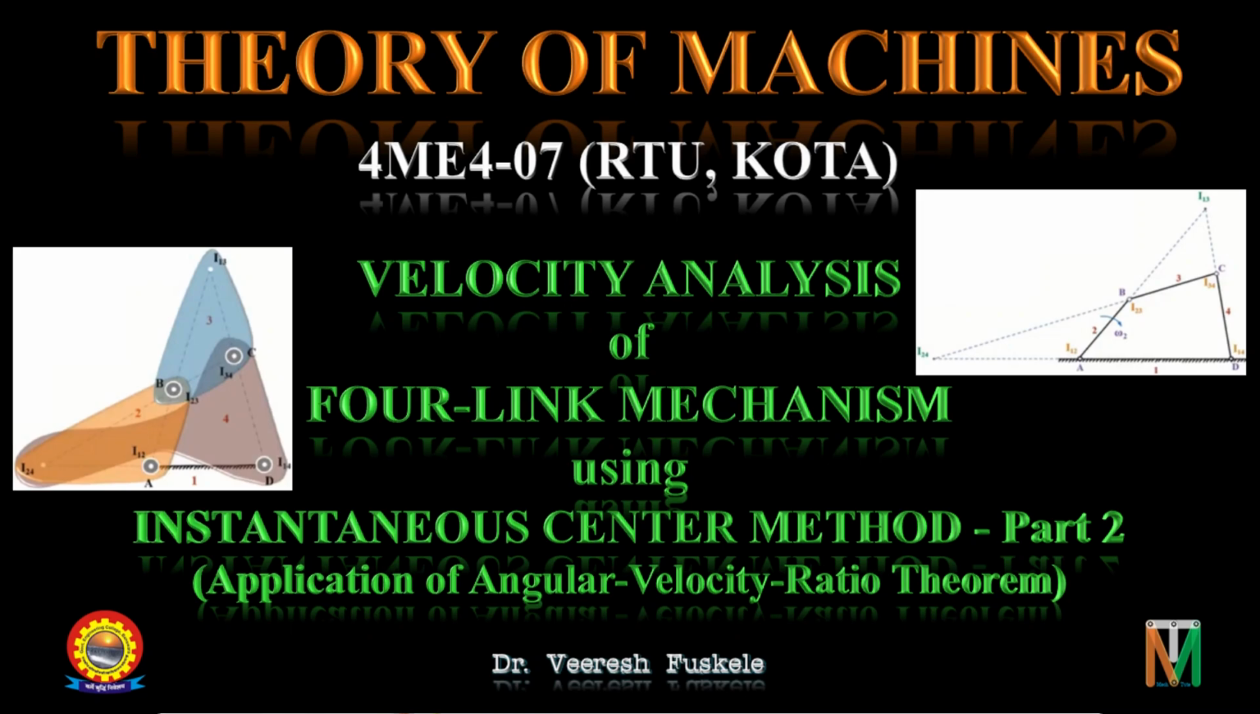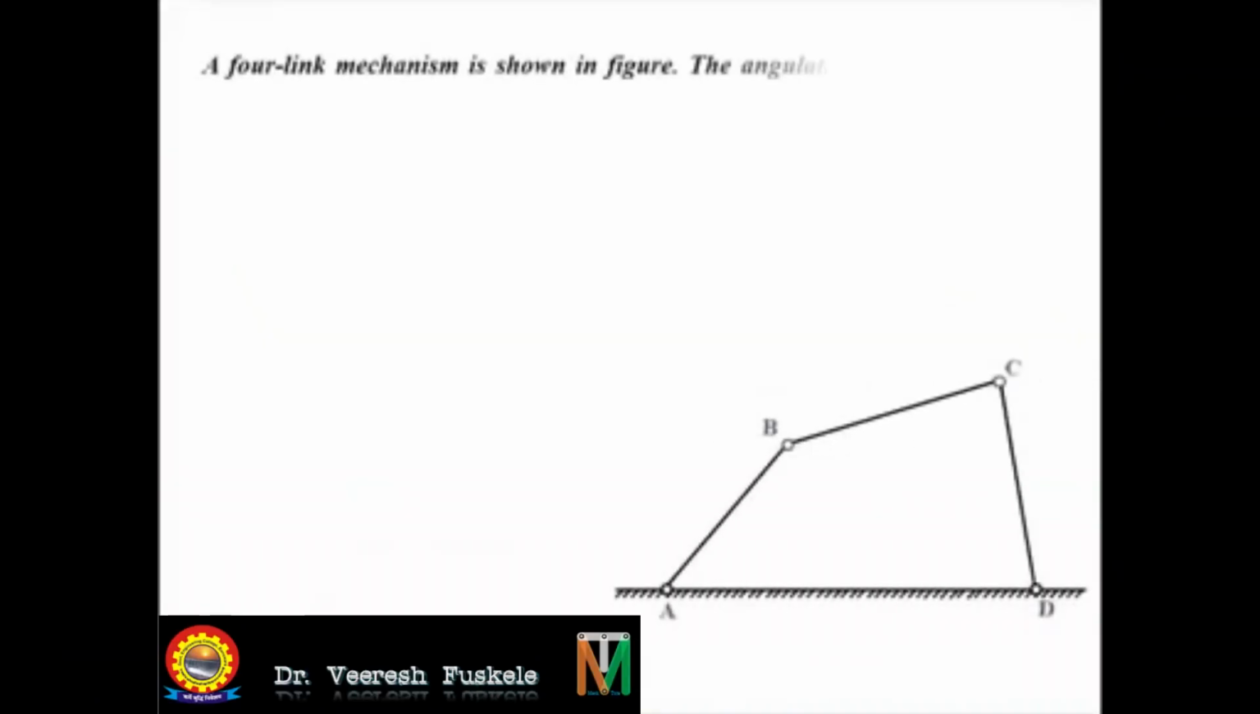Hello students, today we will see the velocity analysis of a four-link mechanism using the instantaneous center method with application of the angular velocity ratio theorem. For this, we take up a problem of a four-link mechanism. A four-link mechanism is shown in the figure.